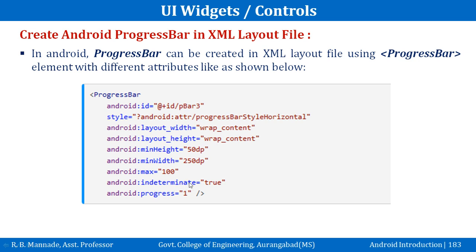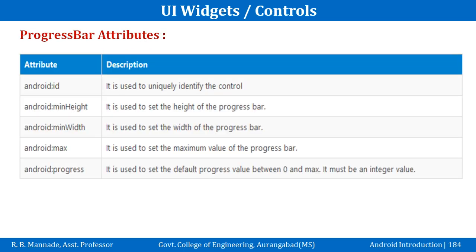Okay, and this indeterminate attribute is used to set whether this particular progress bar is to be indeterminate or not. Indeterminate means, if we set this indeterminate parameter to true, then there will be no value or amount of progress shown to your progress bar control. We will see in detail about this indeterminate attribute in a coming slide, right?